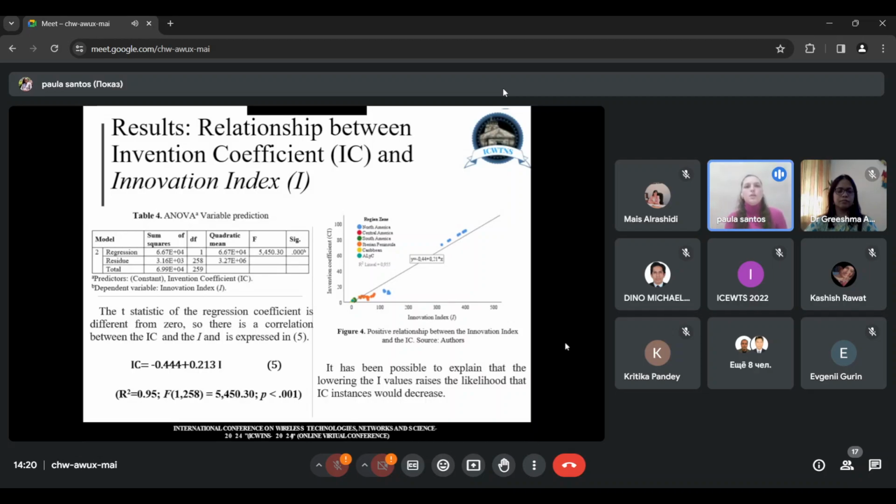Now we're going to see the relationship between the innovation index and the invention coefficient. Both are dimensions of the creative factors. Well, this relationship is strong, with an R square of 0.95, and we can also explain that the lowering of the innovation index raises the likelihood that the IC, or invention coefficient, decreases. So if the innovation index decreases, the invention coefficient also decreases.